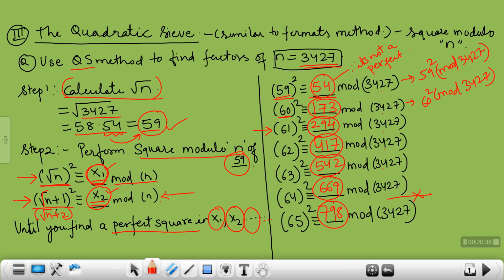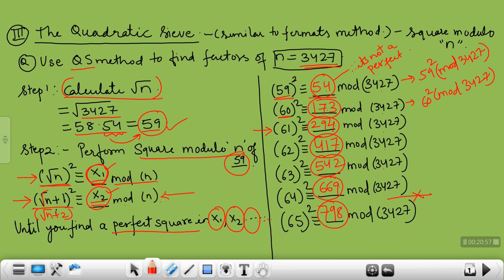Mod of 3427 is 54, which is not a perfect square. For 60 also, 173 is not a perfect square. For 61 also, 294 is not a perfect square. Similarly, we try to do it. Usually you have to do it here for 4 to 5 steps. Don't go further, it will simply waste your time. So we are not getting a perfect square.